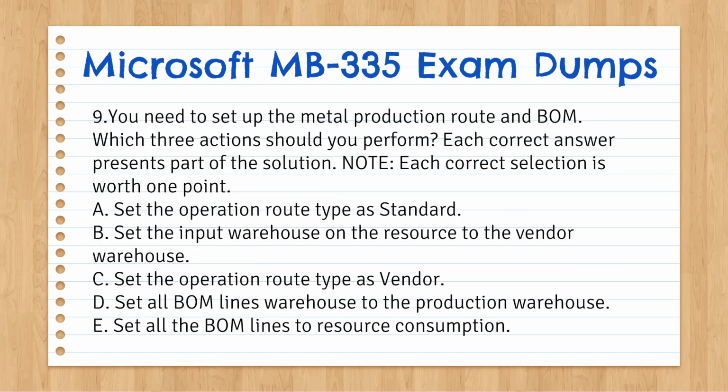9. You need to set up the metal production route and BOM. Which 3 actions should you perform? Each correct answer presents part of the solution. Note: each correct selection is worth 1 point. A. Set the operation route type as standard. B. Set the input warehouse on the resource to the vendor warehouse. C. Set the operation route type as vendor. D. Set all BOM lines warehouse to the production warehouse. E. Set all the BOM lines to resource consumption.